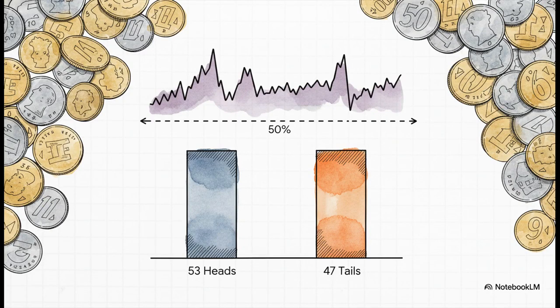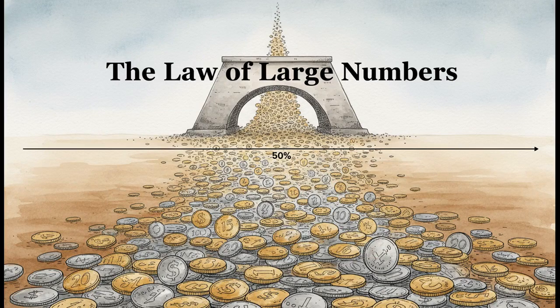Okay, but what happens if we do more? Let's bump it up to 100 flips. Now, maybe we get something like 53 heads. See that? 53%. We're already getting way closer to that 50-50 mark that we all expect. The more you do it, the more all that random short-term luck just kind of cancels itself out. And this right here is the law of large numbers in action.